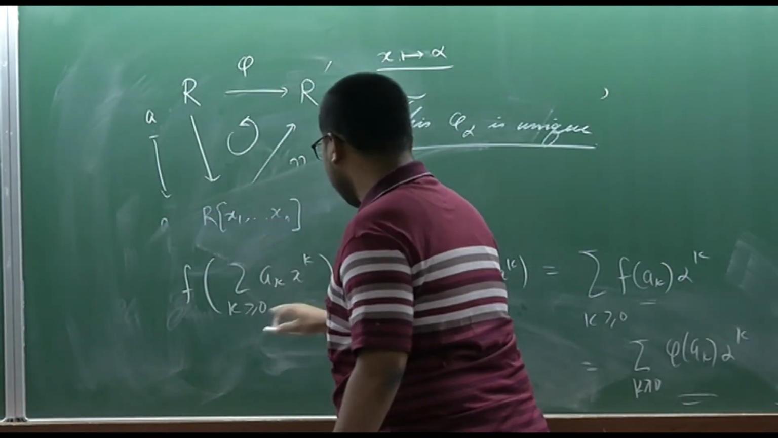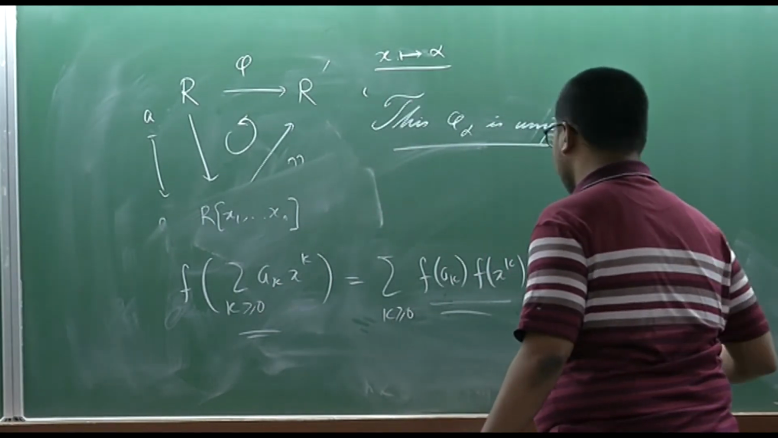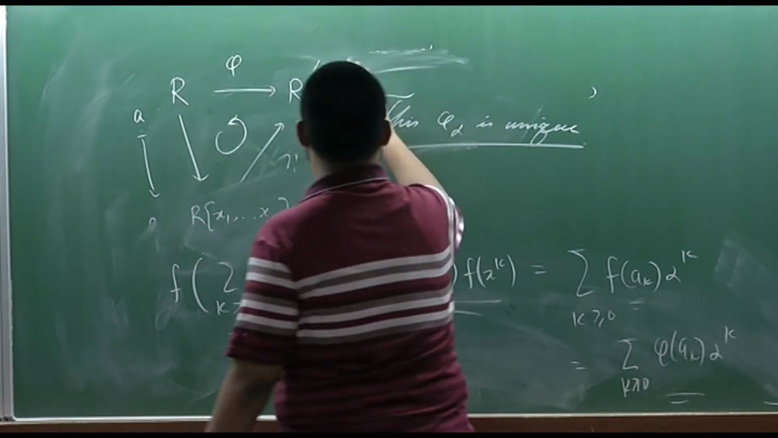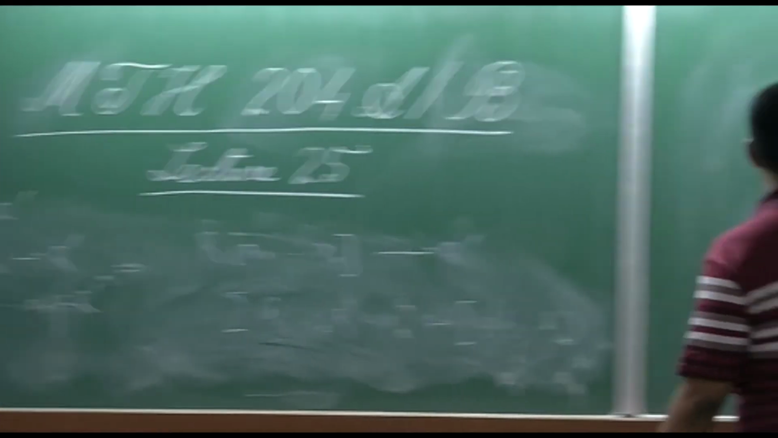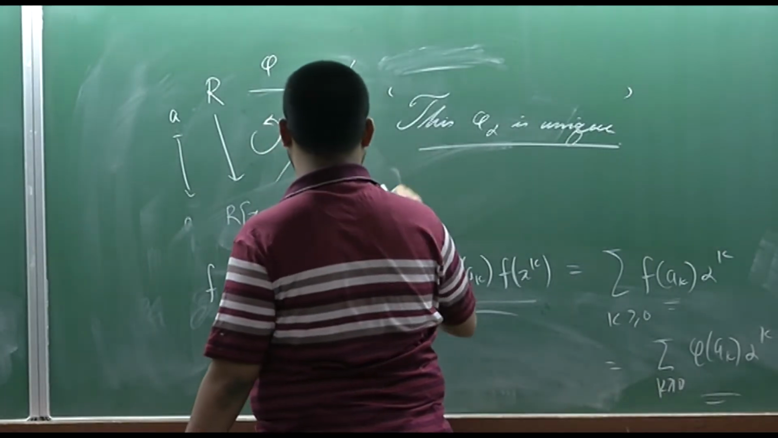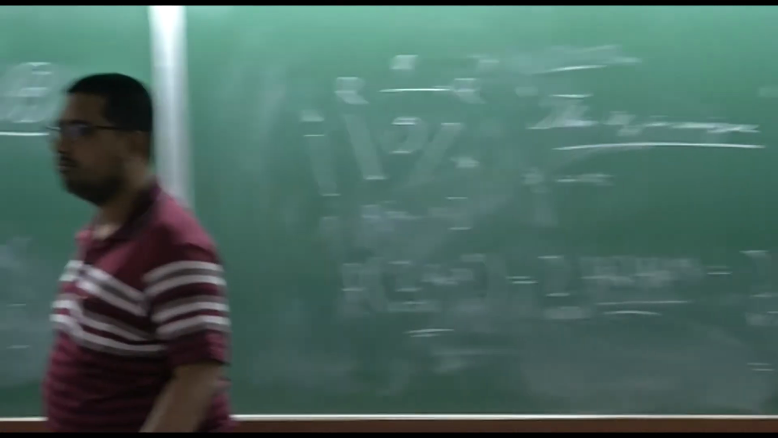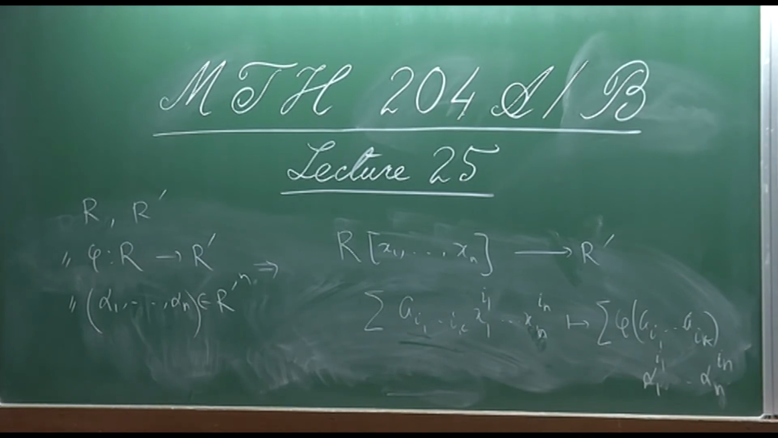So, like here also you have to replace this by appropriate things, and then you can immediately see that this is going to be the unique ring homomorphism, making this diagram commutative and sending each xi to alpha i. Okay. Sending each xi to alpha i.